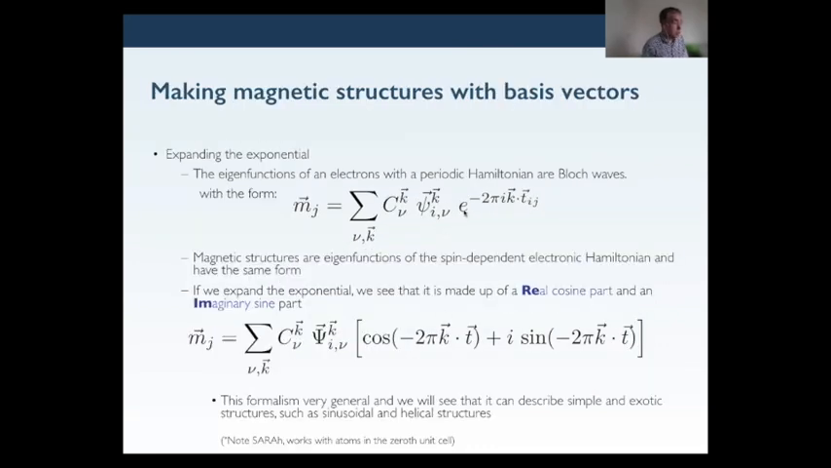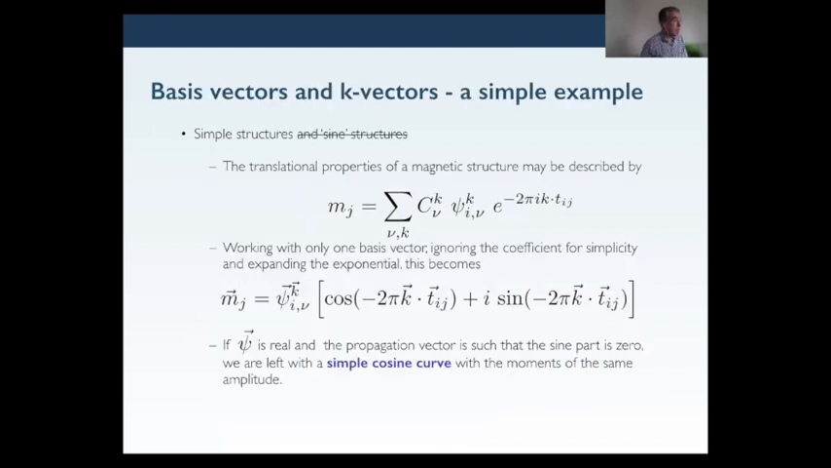The next thing that we're going to do is expand this exponential in terms of a real cosine component and an imaginary sine component, and just see what happens in a variety of different magnetic structures. In terms of the simple structures, we can have our translational properties being defined by k dot t. So we have this phase relationship in the exponential. We're going to work with only a single basis function. So our magnetic structure itself is just being created from this basis function that's being propagated according to a cosine function and an imaginary sine function.